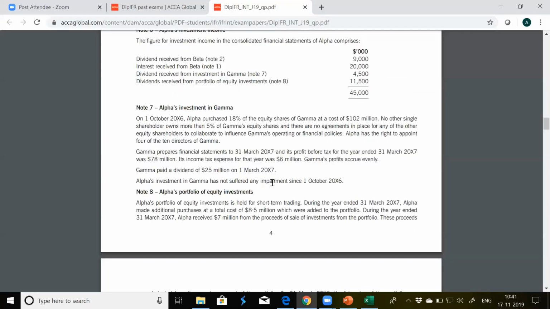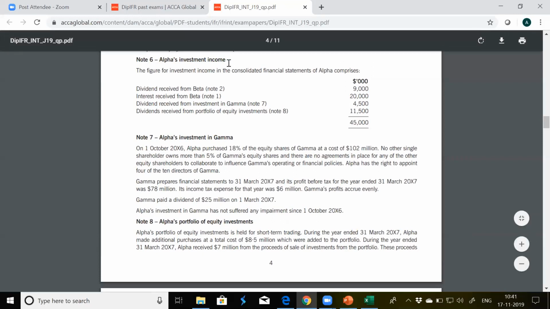To make our life easier, if we look at Alpha's investment income, in the investment income we have dividend received from investment in Gamma, note 7, 4,500 is given to us. Even if it was not given to us, we could have calculated it by applying the percentage on this 25 million.